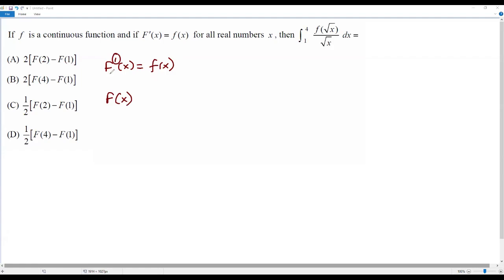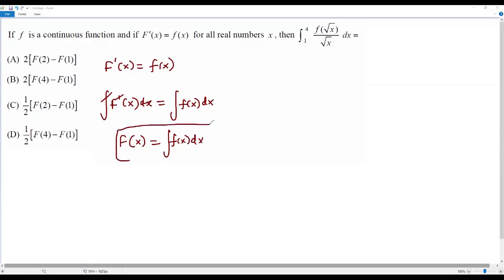Now to get rid of this derivative, what I have to do is take the antiderivative, that is, integration on both sides. That is, the integral of capital F prime of x dx equals the integral of f of x dx. Here the integral is the antiderivative. This antiderivative and this derivative will cancel out and dx will also be removed. We just get capital F of x on the left side. On the right side we have the integral of lowercase f of x dx.